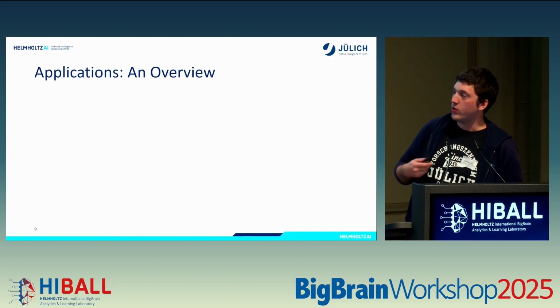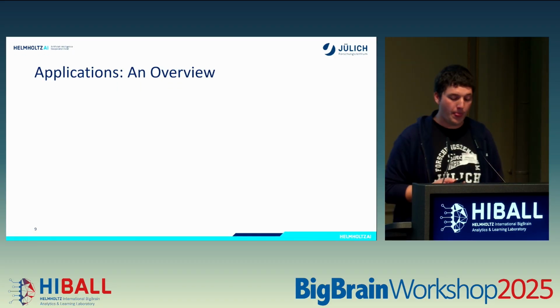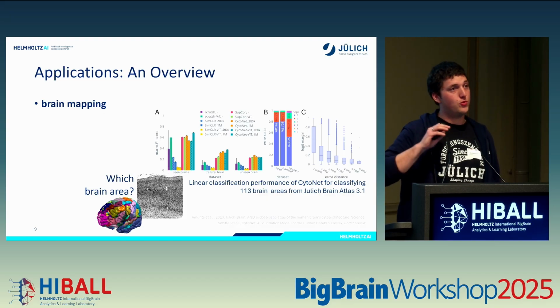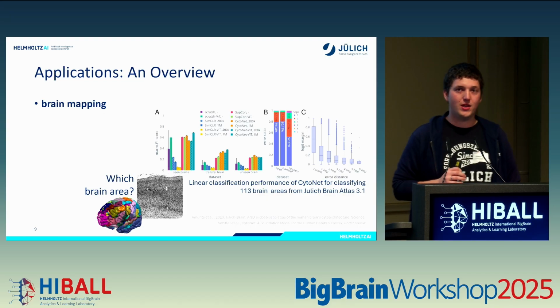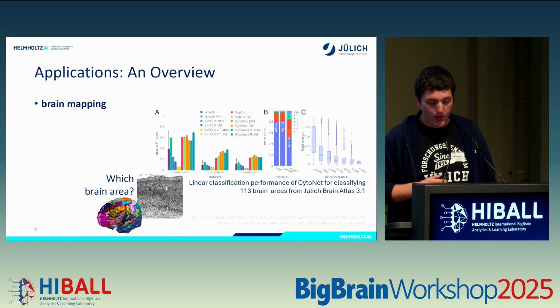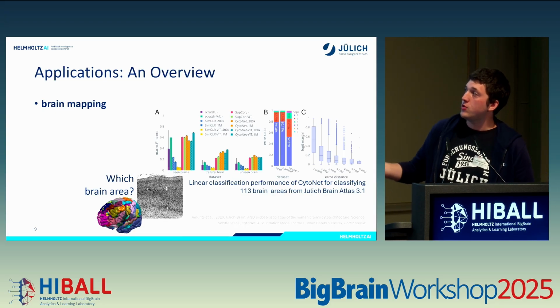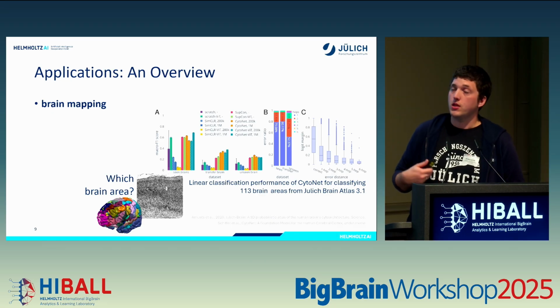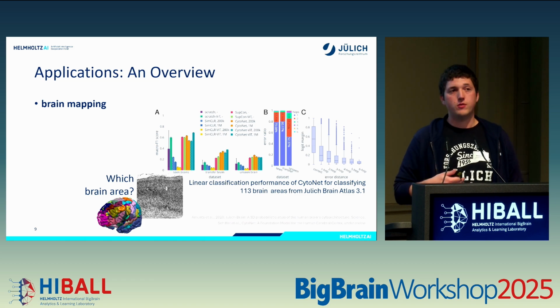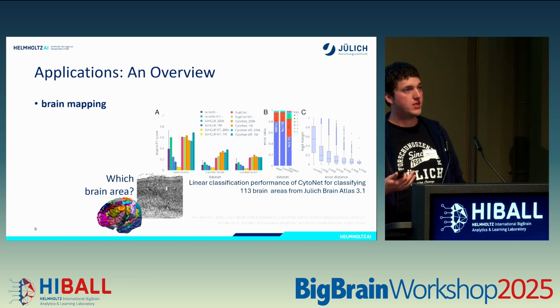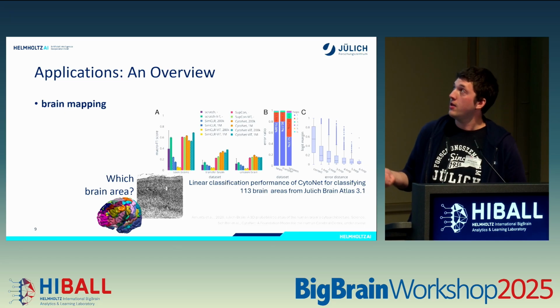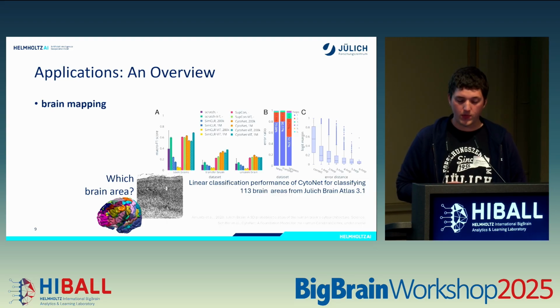So let's have a look at what we can actually do with this model. We heard about this already. Brain mapping is a very prominent example, and I apologize that I can't go into too much detail on each of the applications. I just want to give you an overview. In this case, we train the model, based on patches like this, to tell us which brain area we see. And it turns out that the model is quite capable of doing this. We achieve a macro F1 score of about 75% and a top 3 accuracy of 95%. So it is very well capable of doing this task.